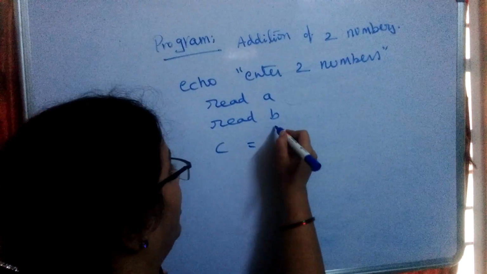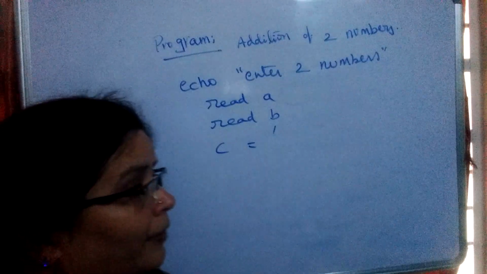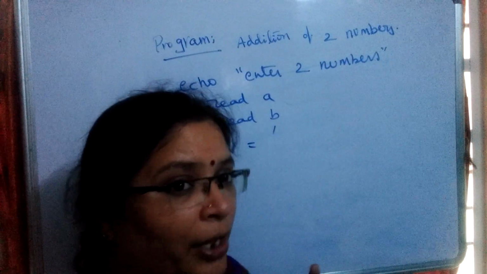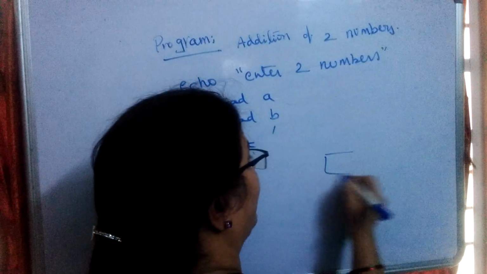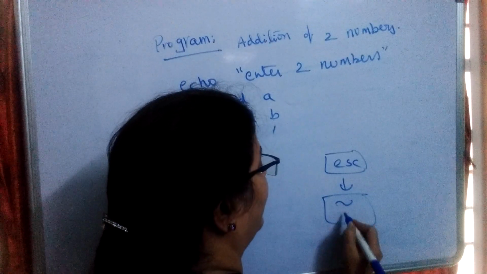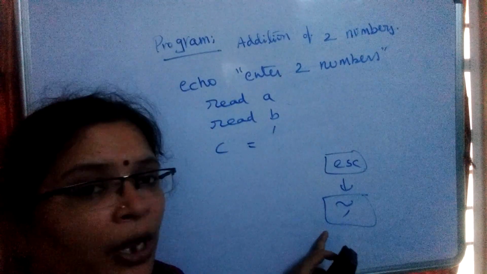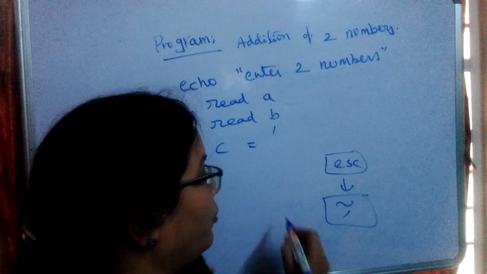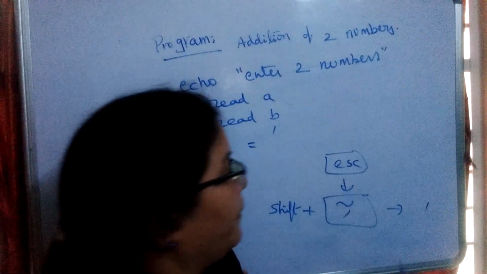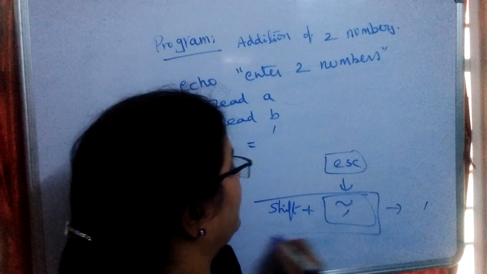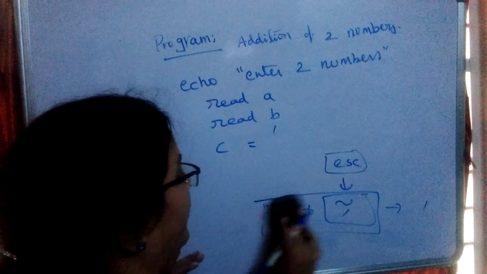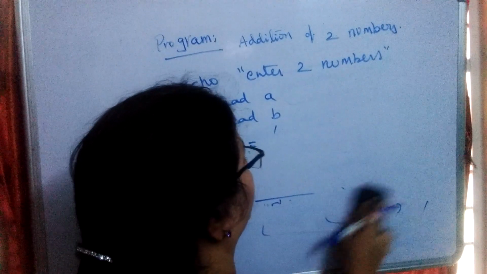So C is equal to, I have to use this mark, like a single quote. Actually this is not the single quote. In the keyboard you have the escape key, and below the escape key you have the tilde mark. In the tilde mark key you have this symbol. So you have to press this key. Shift plus this key gives you this symbol. So while working in the lab, please try this.